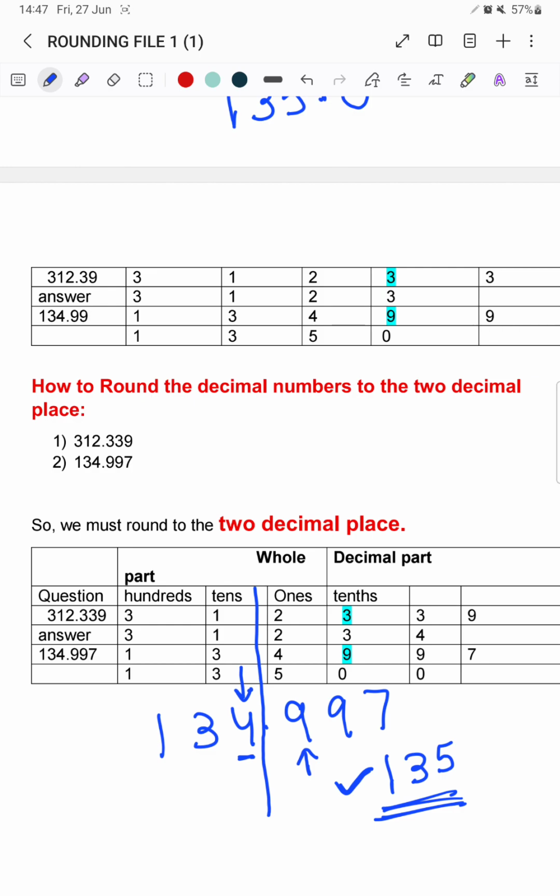I hope the whole method of rounding decimal numbers is clear. How to round decimal numbers to whole numbers, or up to 1 decimal place or 2 decimal places.